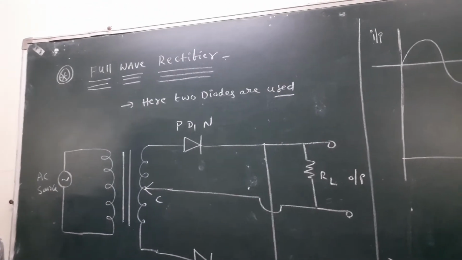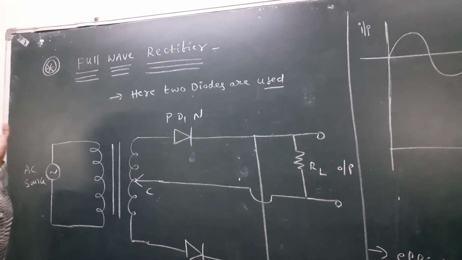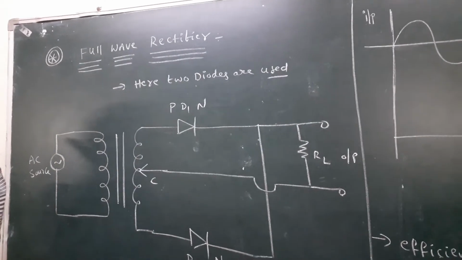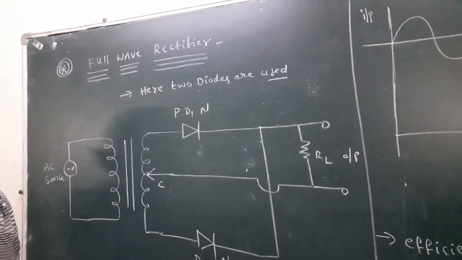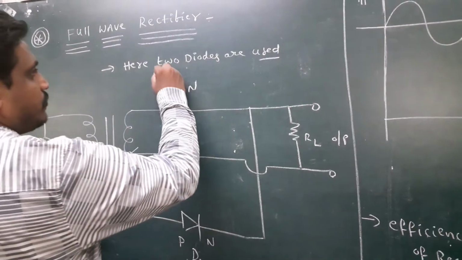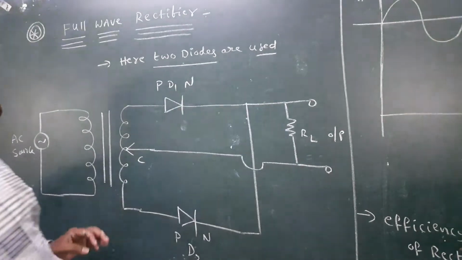Full wave rectifier. What is the main usage of a rectifier? It is an instrument to convert alternating current to direct current. In the previous video, I discussed the half wave rectifier.